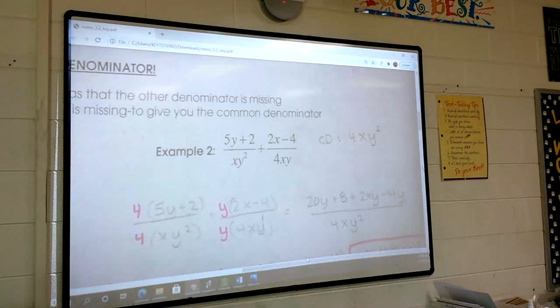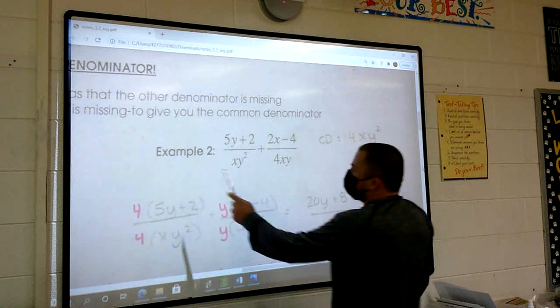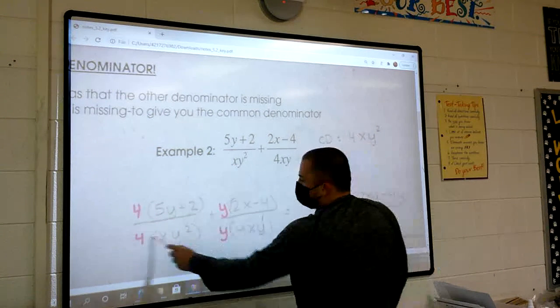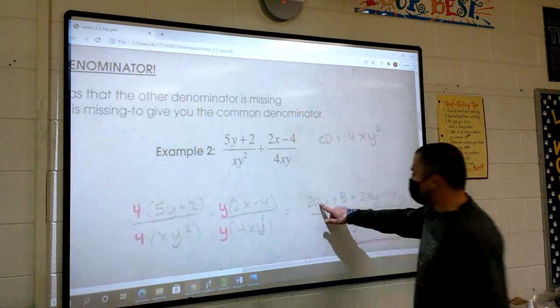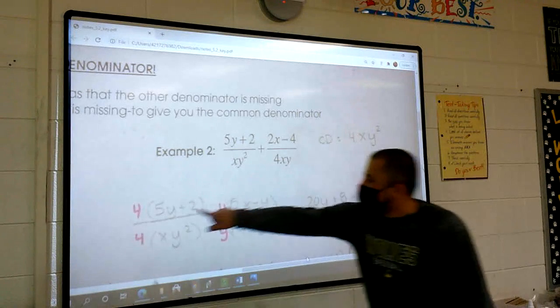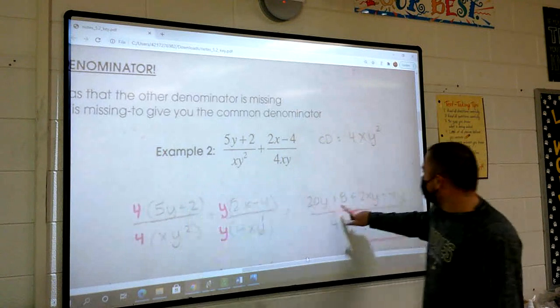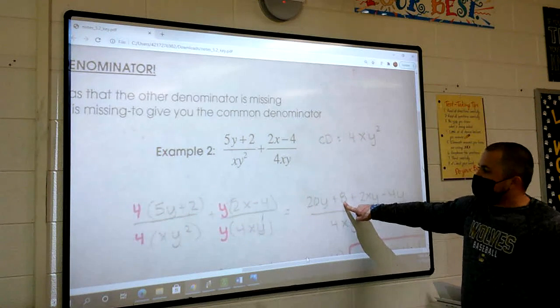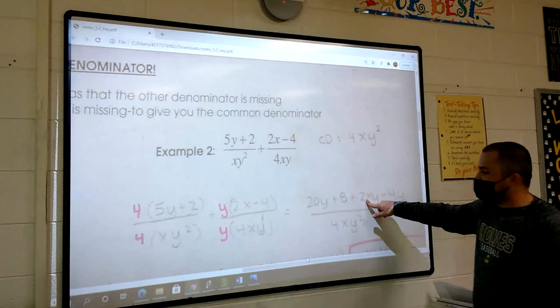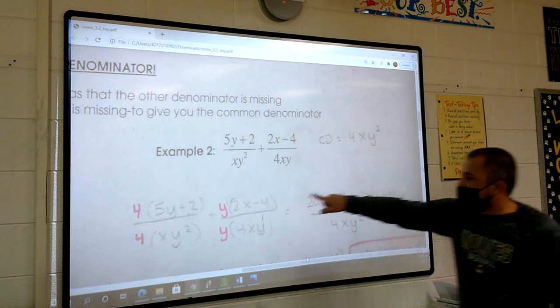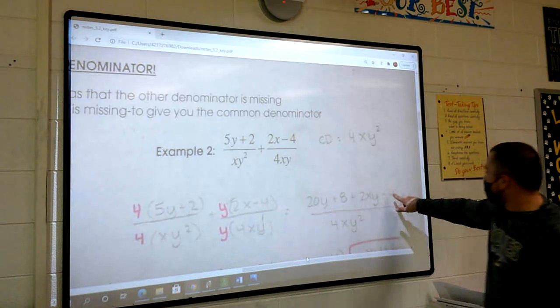So let's do that. In the first fraction, to get 4xy squared on the bottom, you multiply the top by 4. So 4 times 5y is 20y, and 4 times 2 is 8. And then in the second fraction, y times 2x is just 2xy, and y times negative 4 is negative 4y.